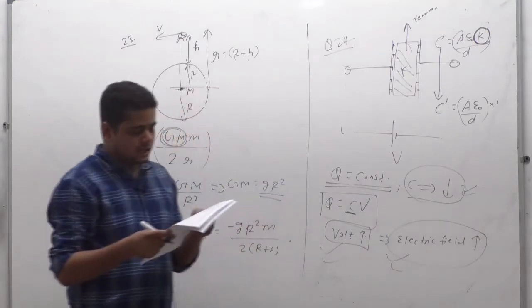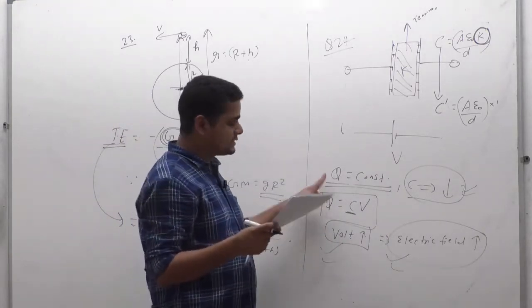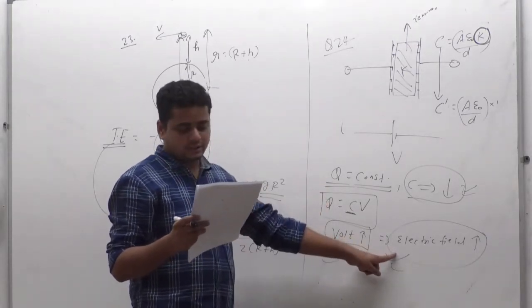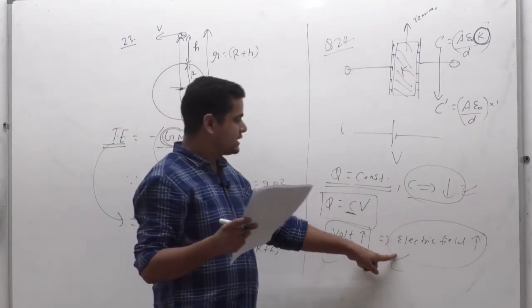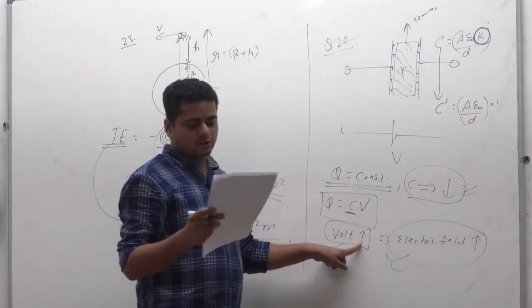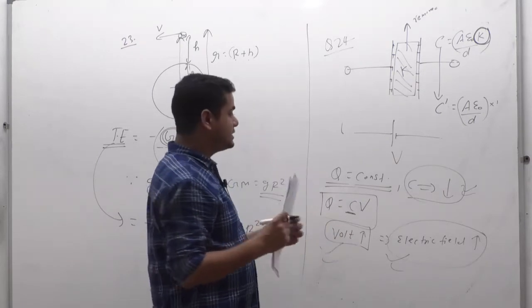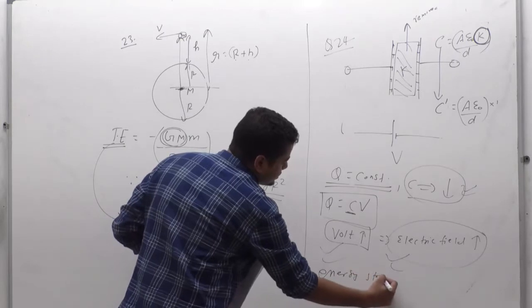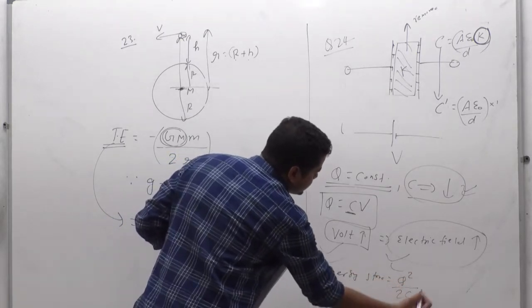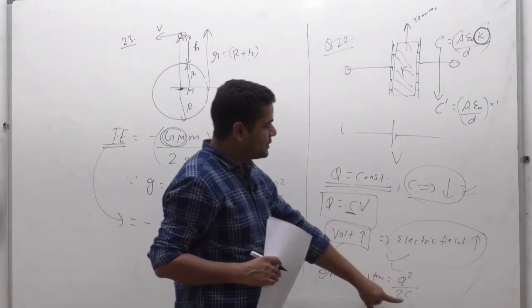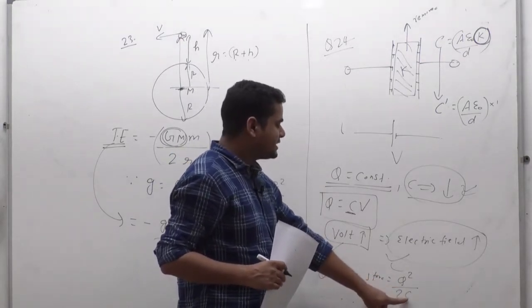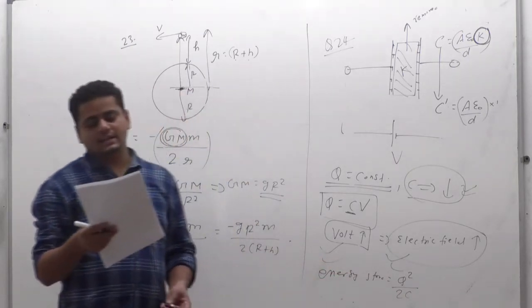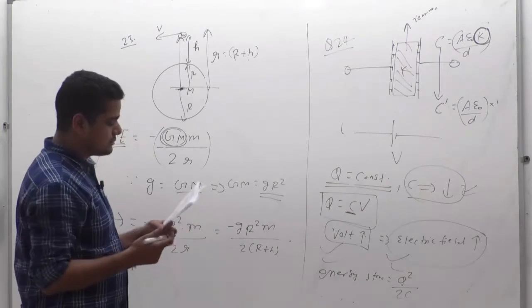Now the first option, charge stored will decrease: charge is constant, wrong option. Option B, electric field between the plates will decrease: electric field increases, that is also wrong. Potential difference between the plates will decrease: potential difference is increasing, that is also wrong. Energy stored will increase: the formula of energy stored is Q square upon 2C. Since Q is not changing but C is decreasing, the denominator is decreasing, so the result will increase. So energy stored will increase. So option D is the correct answer for this question. So that is question number 24.